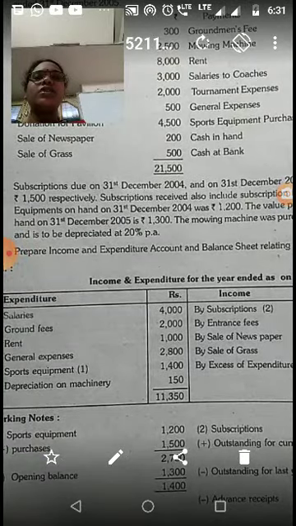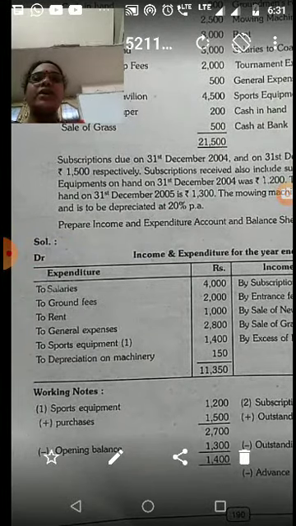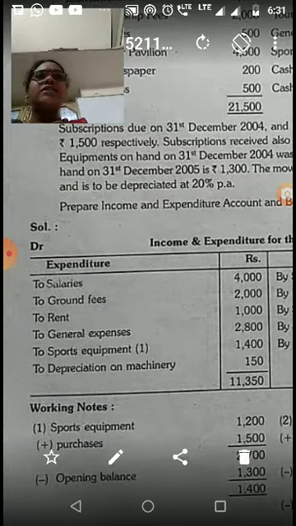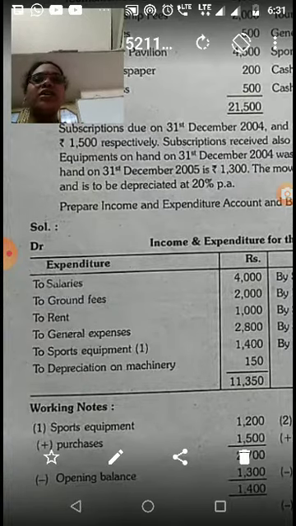Income and expenditure account for the year ended 2005. Now we have to prepare the income and expenditure account. Now salaries. Salaries to coaches is given in the problem, 4000. To groundman fees, that's given in the problem. To rent 1000 is given in the problem. To general expenses 2800 is given in the problem. To sports equipment 1400.